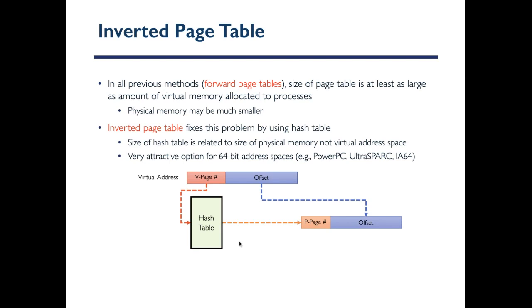We saw if you were to just have as many page table entries as virtual pages, you would need a lot of physical memory just to hold your page table entries, which is not practical. So in those cases, it makes a lot of sense to just have as many entries as you have physical pages. Okay, what is the downside of this?